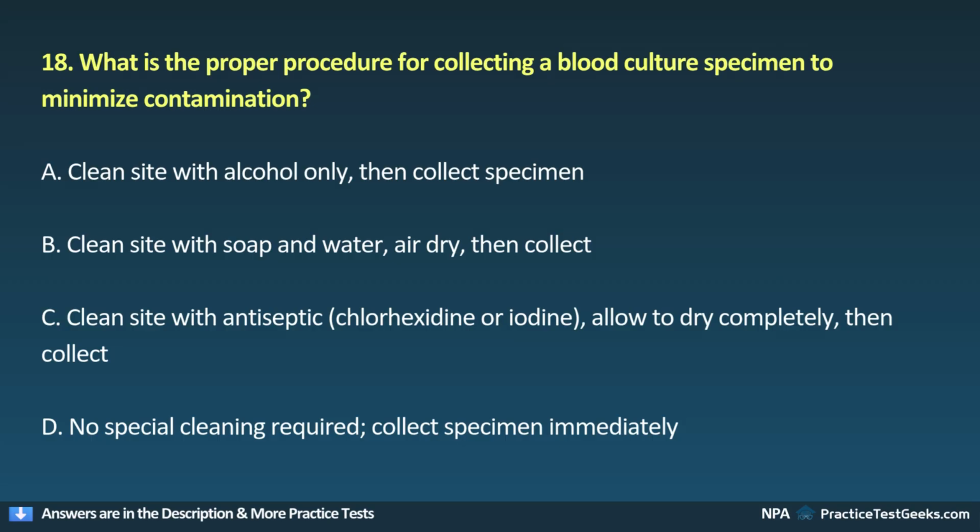18. What is the proper procedure for collecting a blood culture specimen to minimize contamination? A. Clean site with alcohol only, then collect specimen. B. Clean site with soap and water, air dry, then collect. C. Clean site with antiseptic, chlorhexidine or iodine, allowed to dry completely, then collect. D. No special cleaning required, collect specimen immediately.